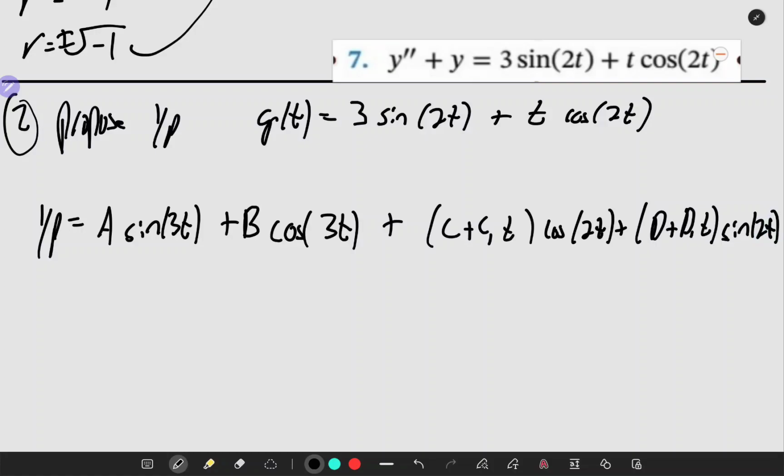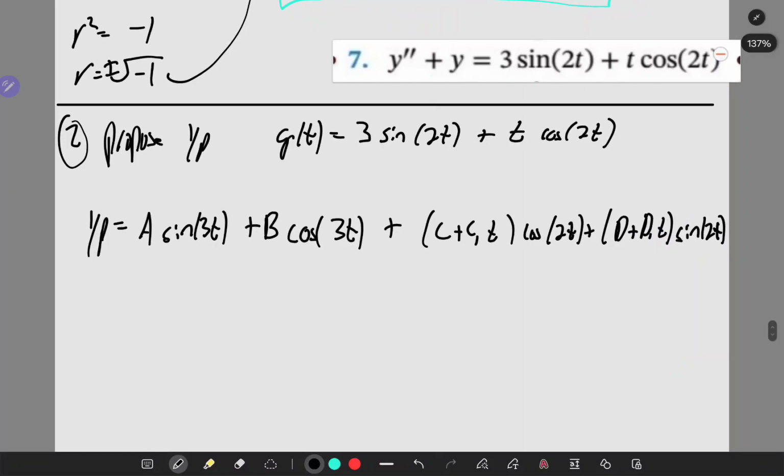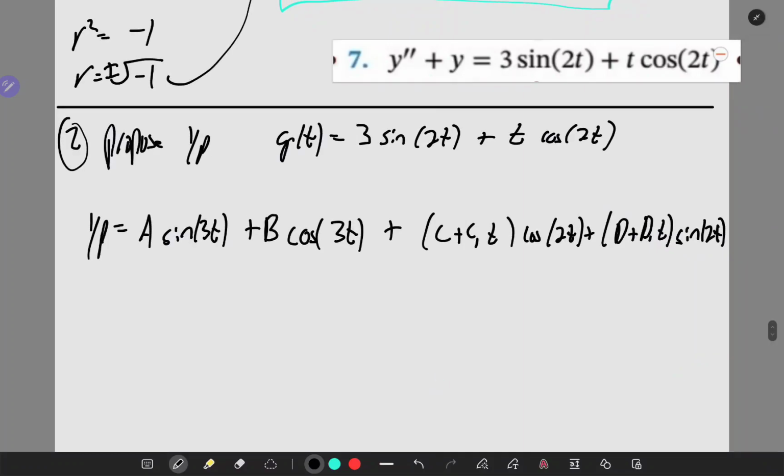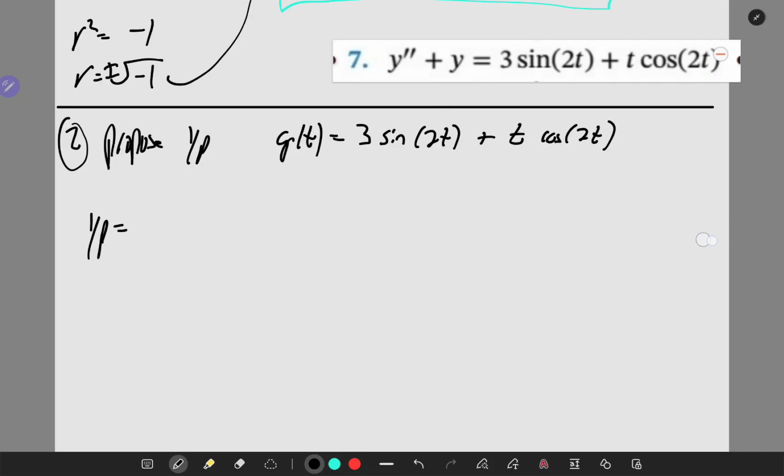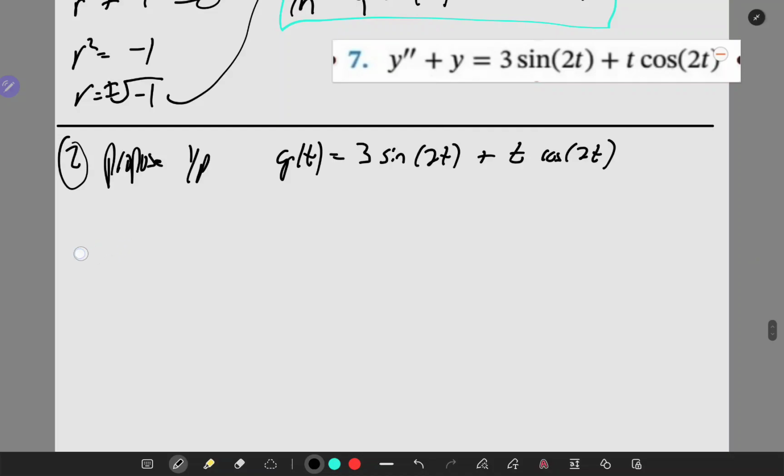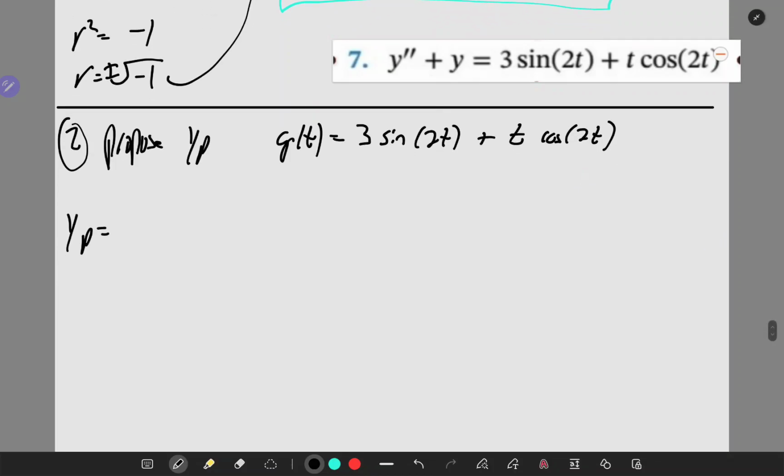sine of 2t. Hold on, this is actually completely wrong. I just had a pause because I just realized something. I just wanted to make sure. So that was actually completely incorrect. I overlooked the fact that we have a 3 and a t, right? That together is a first degree polynomial, right?